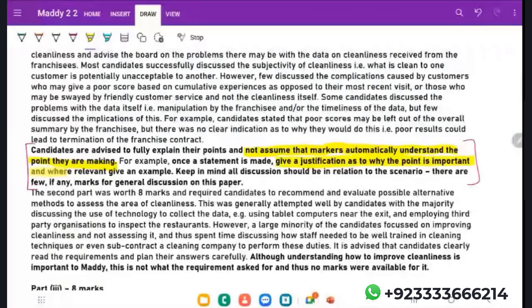For example, if one statement is made, give justification as to why the point is important and where it is relevant. Give an example. Keep in mind all discussions should be in relation to the scenario. There are few, if any, marks for general discussion on this paper. If you're writing general problems of transfer pricing, or what the transfer pricing policy should be when a company is moving to another country, if you're writing a generalized answer, you will not get marks, right?